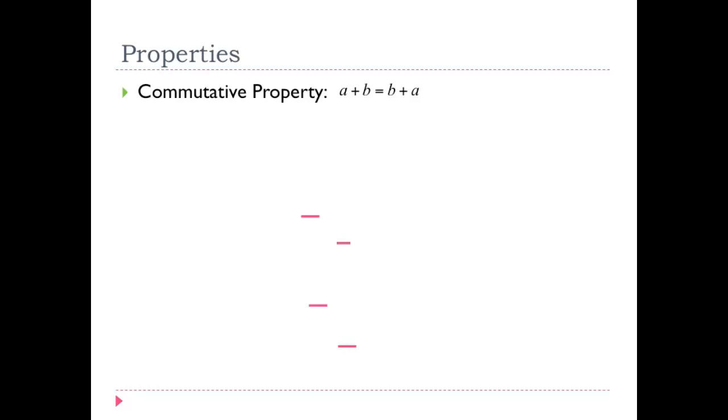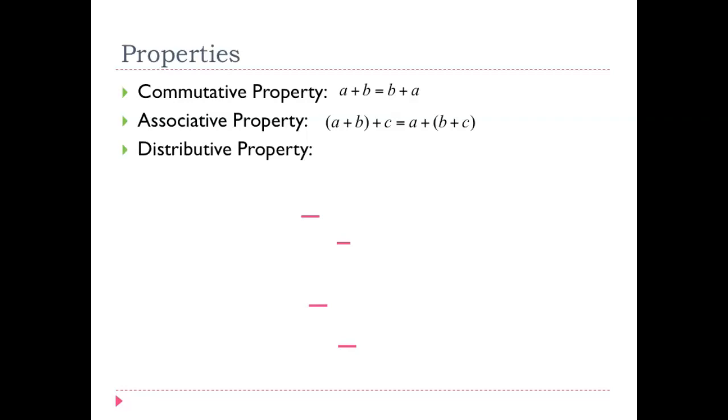Next, we have the associative property. So if we have 3 things that we are adding, it doesn't matter if we add the first 2 and then add the third one, or if we add the latter 2 and then the first one. So this also applies to multiplication as well. Next, we have the distributive property. And this says if you multiply a sum by some number a, it is the same as multiplying each of those numbers by a before you add them.